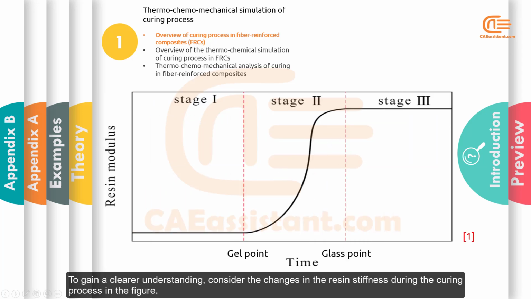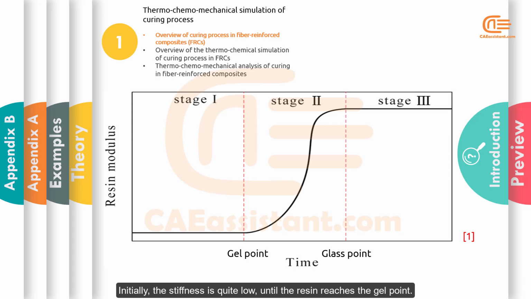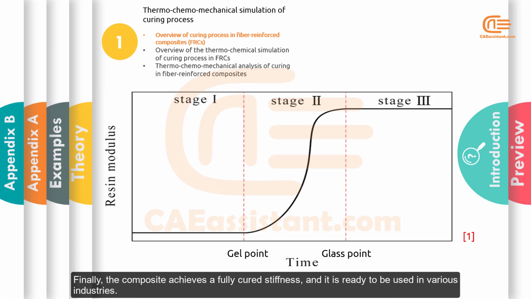To gain a clearer understanding, consider the changes in the resin stiffness during the curing process in the figure. Initially, the stiffness is quite low until the resin reaches the gel point. Afterward, it gradually increases until reaching the glass point. Finally, the composite achieves a fully cured stiffness and it is ready to be used in various industries. Now you should understand the importance of carefully conducting the curing process to create high-quality composites.